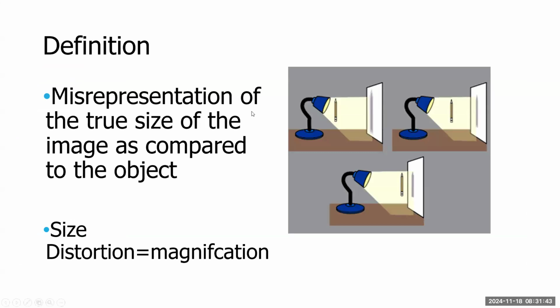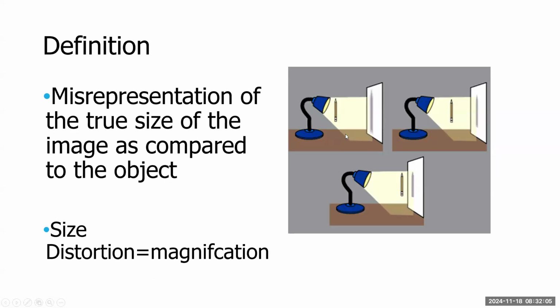Okay, so it is a misrepresentation of the true size of the image as compared to the object. We can use size distortion and the term magnification interchangeably. So when we talk about size distortion, if I use that, I'm talking about magnification. We can just use them interchangeably.